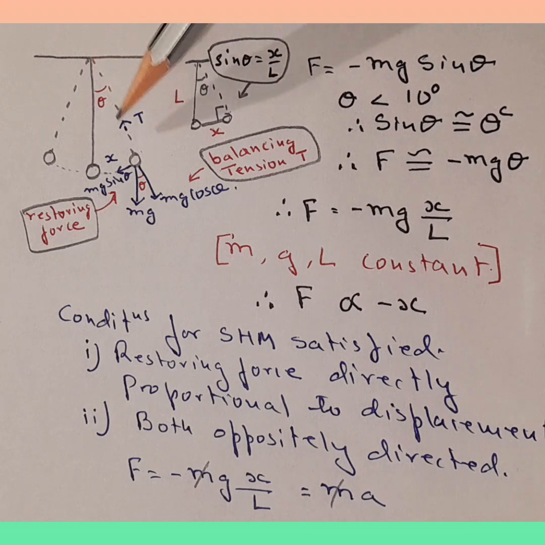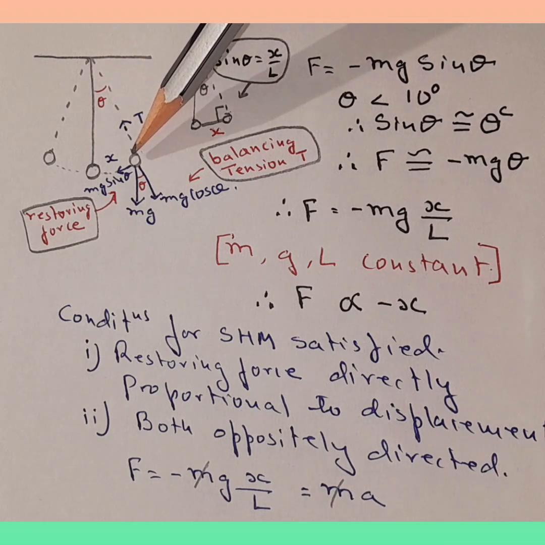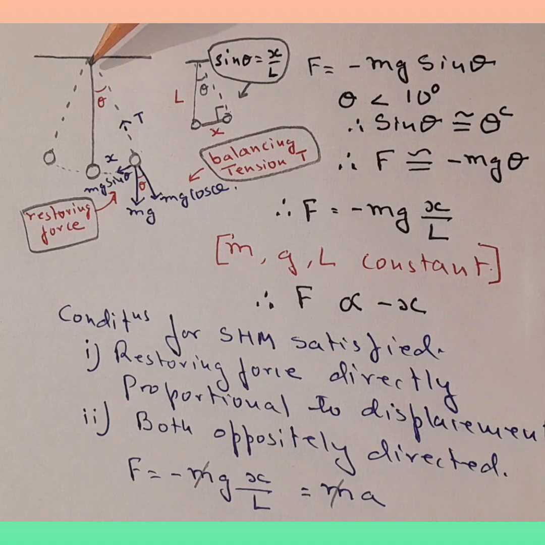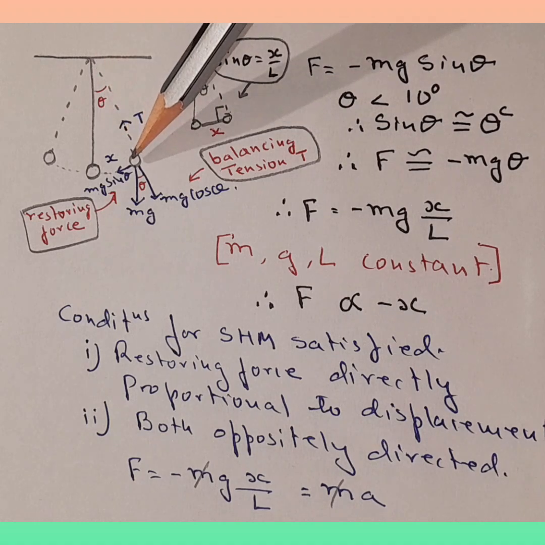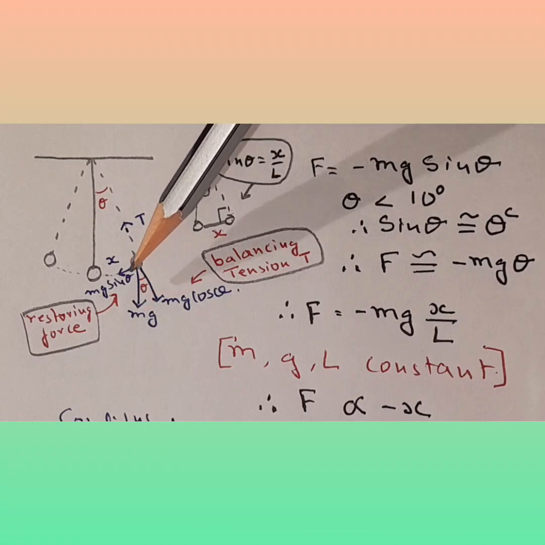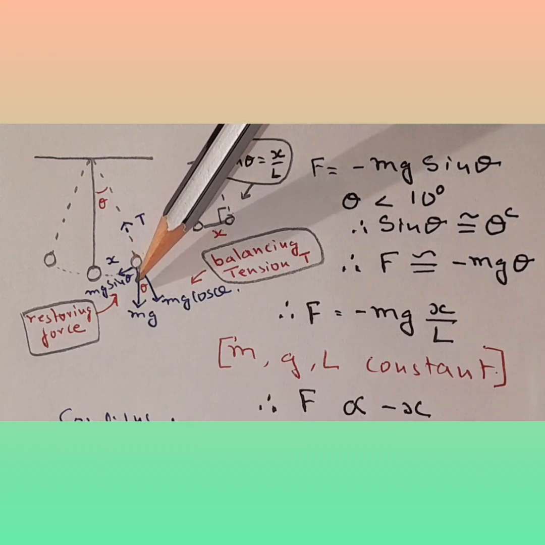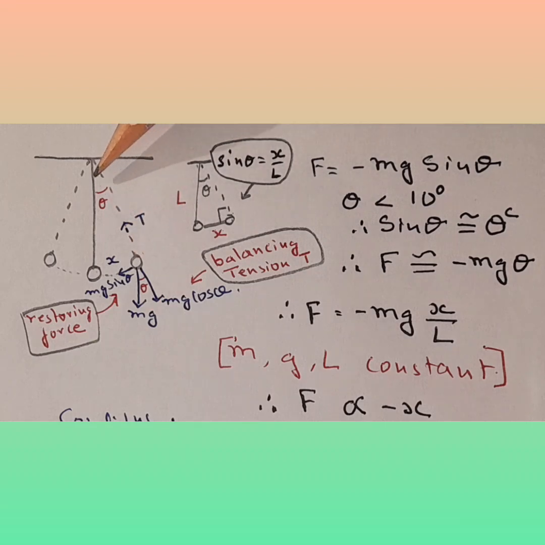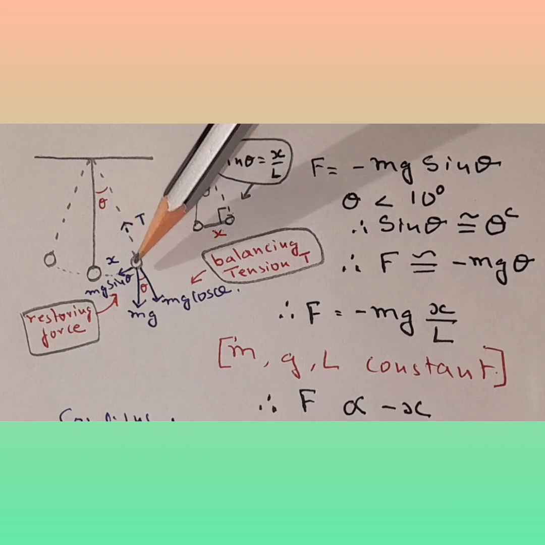We always know that whenever tension is there, it's always towards the support, wherever it is supported. So identically here also, tension is directed towards the support. Now we know this is the direction of mg. Since this is the direction of mg and this is tension, we have to find which component is balancing tension.